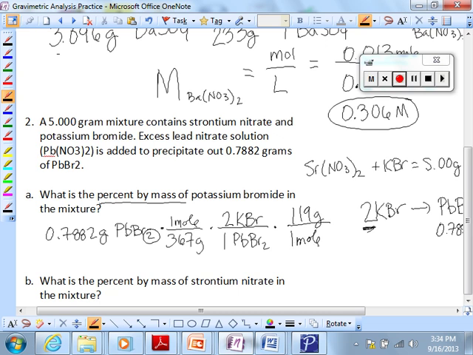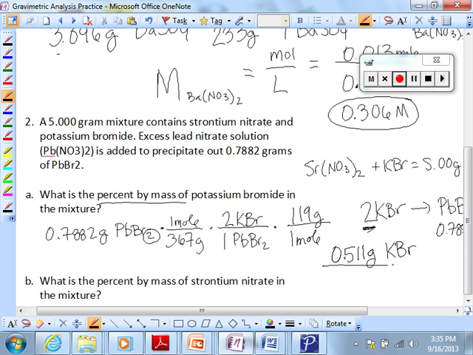So 0.7882 divided by 367 times 2 times 119. I got 0.5, let me do that one more time: 0.7882 divided by 367 times 2 times 119. 0.511 grams of KBr. Now, what's the question again? Percent by mass of potassium bromide in the mixture.